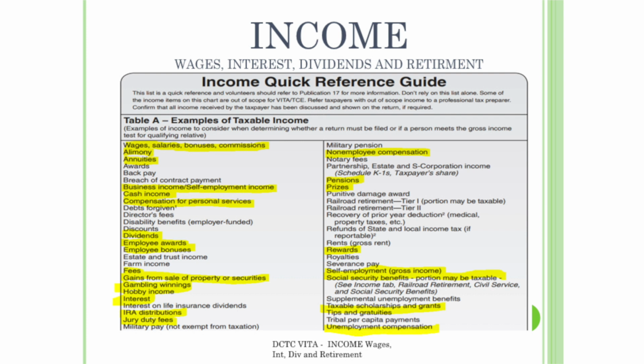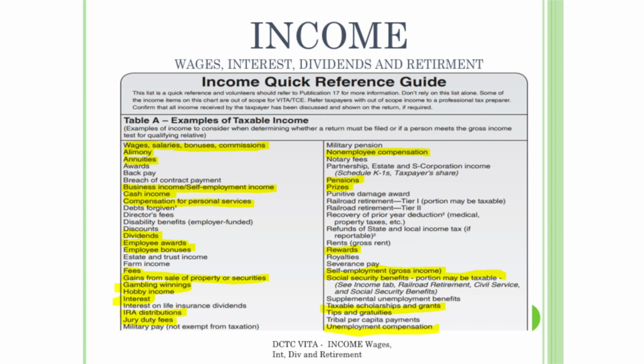You can see I've highlighted a few things here: wages, salaries, bonuses, commissions, alimony, capital or business income from self-employment, cash income, and gambling winnings. All of those items are considered taxable income items. You will also see the gains from winnings, as I said. You can look down a little further on the left-hand side. We talk about jury duty, IRA distributions, pensions, rewards, Social Security benefits. All of those things are considered income items.